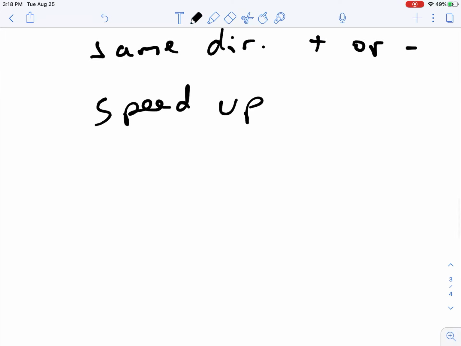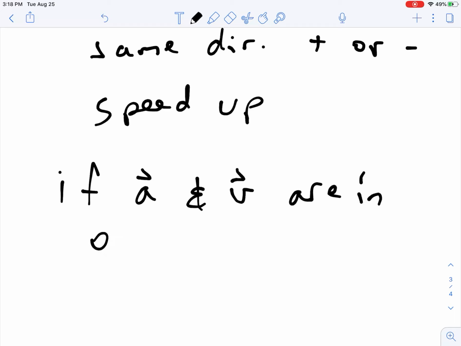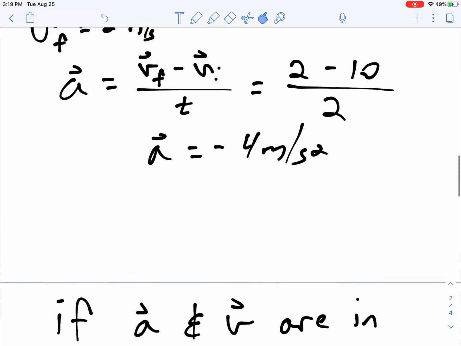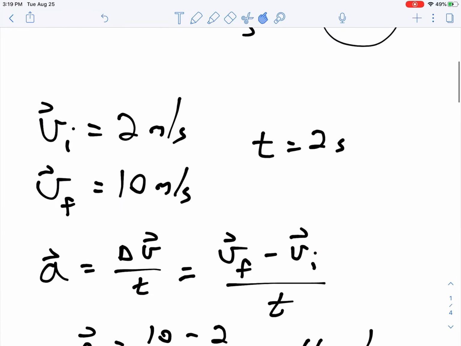In the opposite case, if the acceleration and the velocity are in opposite directions, in other words, one is positive and the other is negative, that means slow down. Let's go back to our examples.